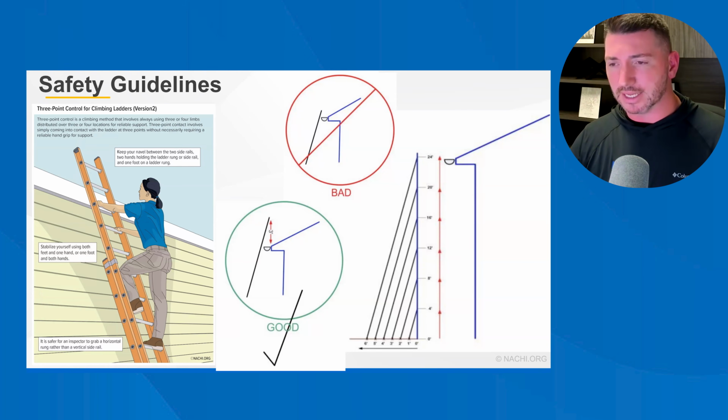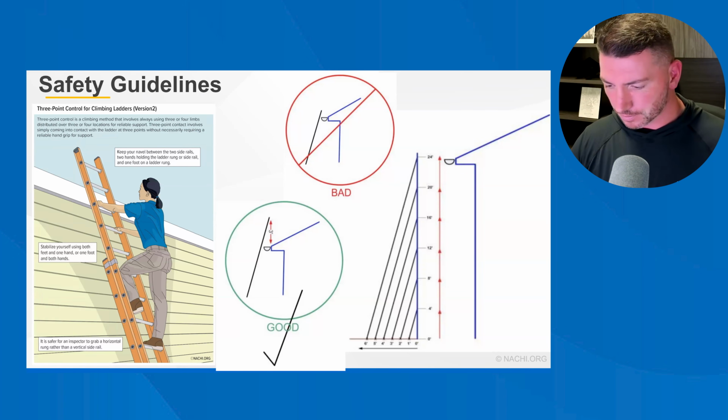And maintain 3 points of contact at all times, which is a big thing. You should have 2 feet and one hand, or 2 hands and 1 foot, on the ladder at all times.